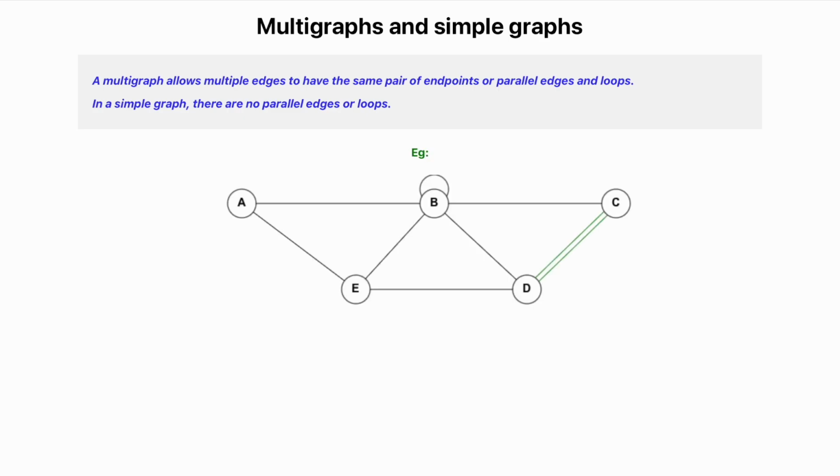In this example, there are two edges between vertices C and D, which are known as parallel edges, and there is a loop on vertex B. Now, this is a simple graph as there are no parallel edges or loops.